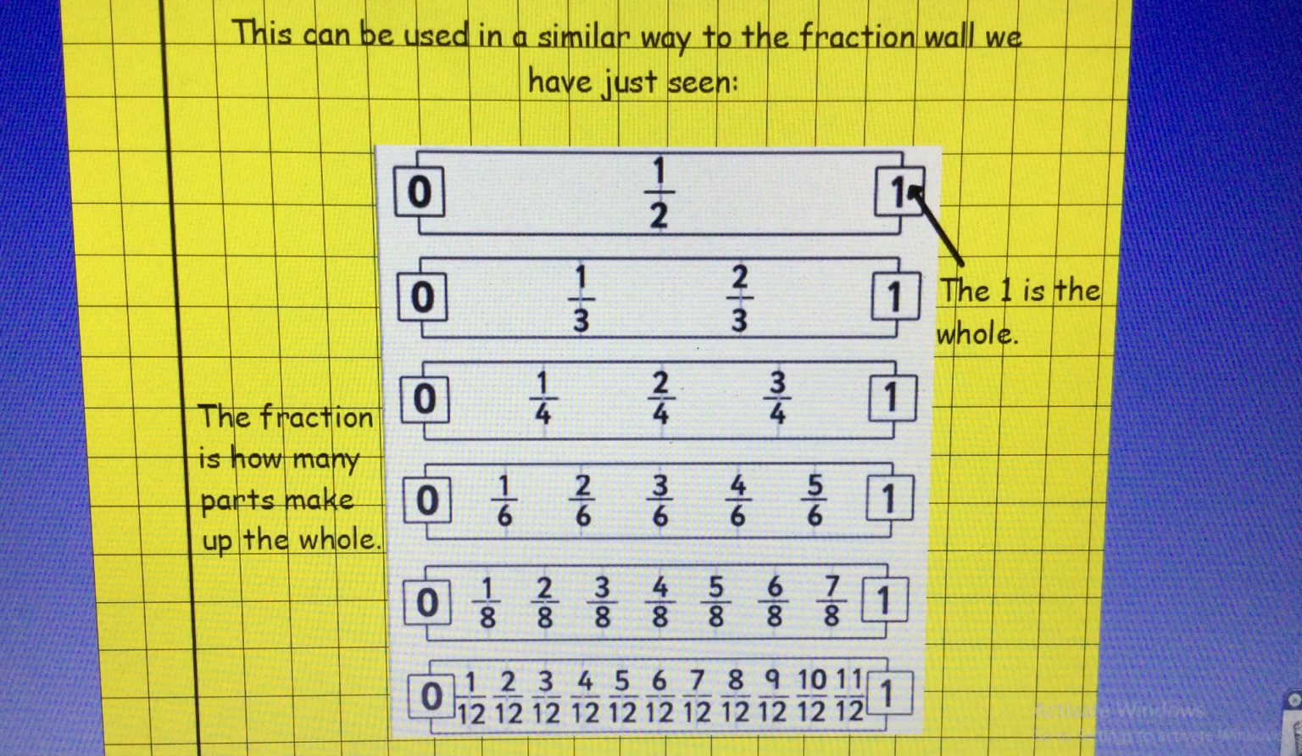And here we have another way in which we can compare if fractions are equivalent to one another. This is a take on the bar model and is very similar to our fraction wall. And we're going to be using this in a minute for your independent learning at home.